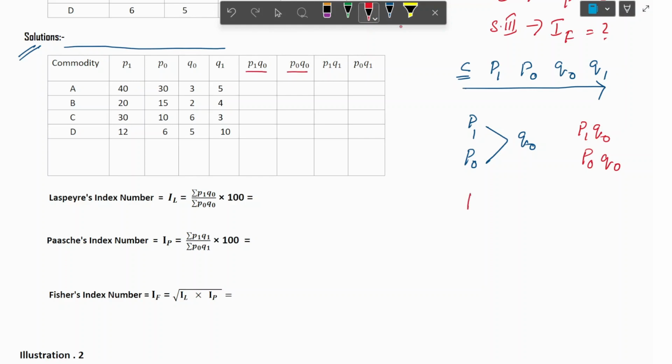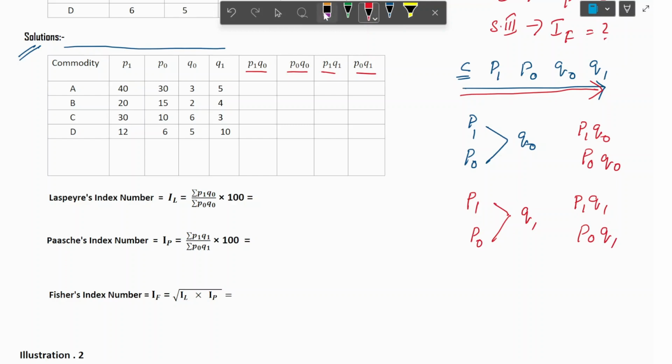What will we do next? Next, P1 and P0 again, you multiply with Q1. Once you multiply with Q1, what do you get? P1 Q1 and next is P0 Q1. That means in that order I have written. Therefore, remember it. First, write this order. That is the first 5 columns. Then the order, remember it. P1 and P0 are multiplied with Q0.